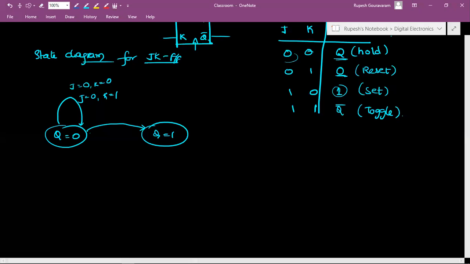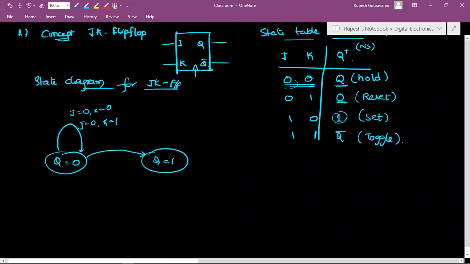So let us do like this. There are two states, Q is equal to 0 and Q is equal to 1. If you see this table here, J and K and next state are given. If J and K are 0 0, then what about the next state? It will hold the same value. So J is equal to 0, K is equal to 0 is here.